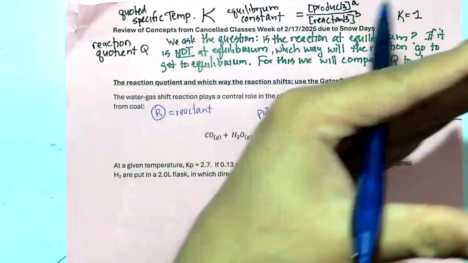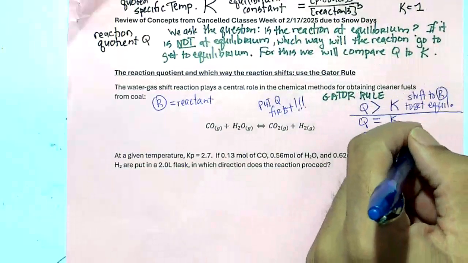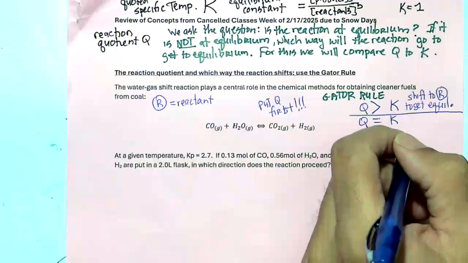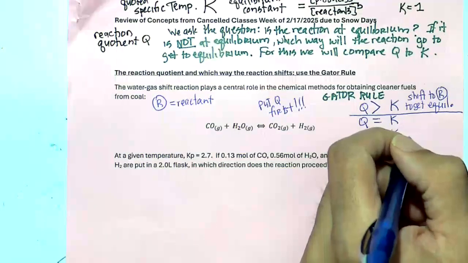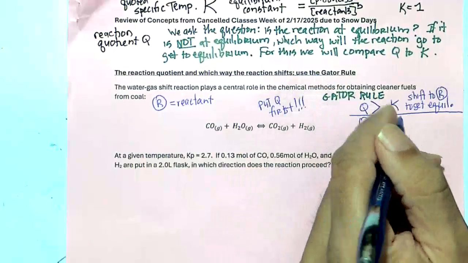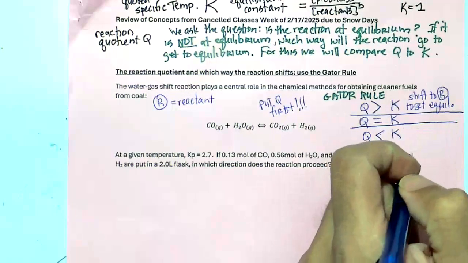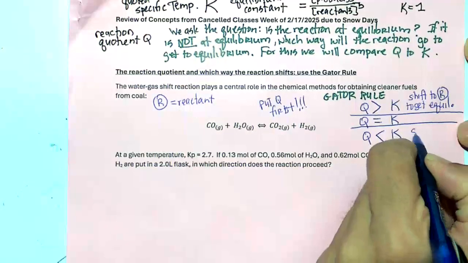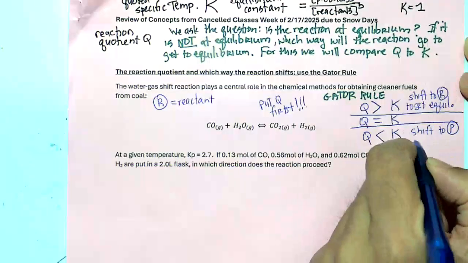If Q is less than K, where do the gator claws point, the product side or the reactant side? Correct, they point to the right, which is the product side. So you're not at equilibrium. Where will the reaction go to get to equilibrium? Products, kind of like Le Chatelier's principle. You shift this way or you shift that way. Yes, you're correct, Sam. If you are not at equilibrium, to get to equilibrium, it's going to shift to the product side.